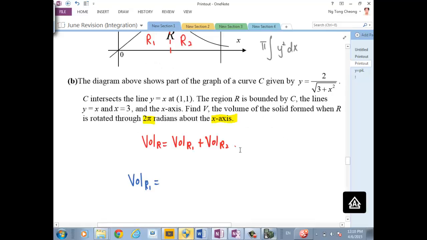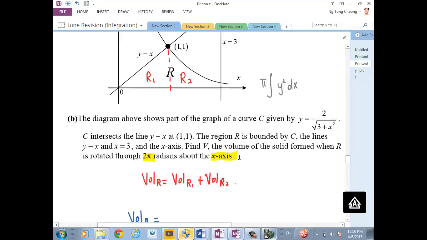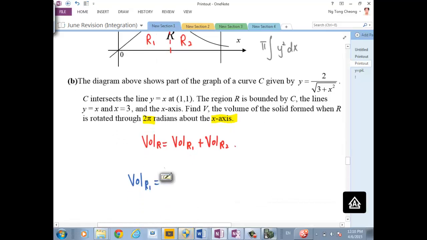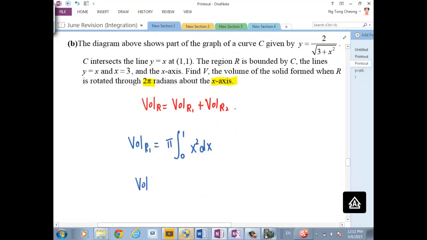If I look at the volume of R1, somewhat similar to your area, when I do the integration, R1 is always the region bounded by the curve and my x-axis. If you look at your R1, it's solely bounded by the line y equals x and your x-axis. So the volume generated is just from 0 to the intersection, pi y squared dx. Then my volume of R2. Then if we want to combine them together, that is also fine.